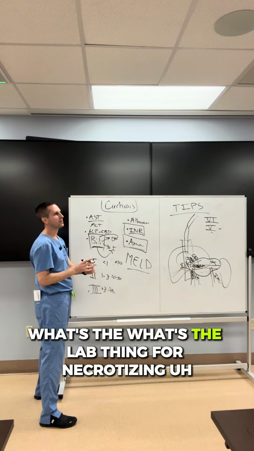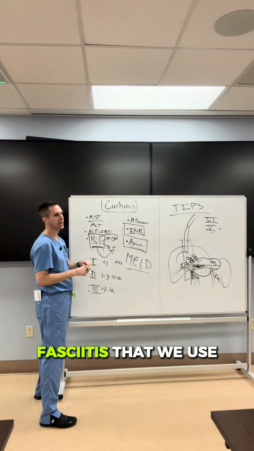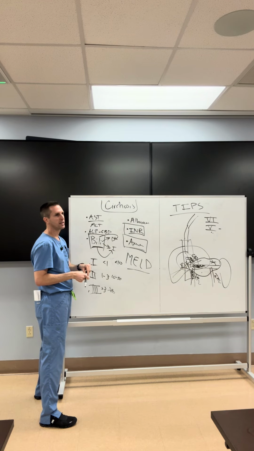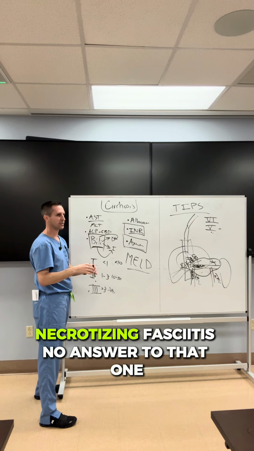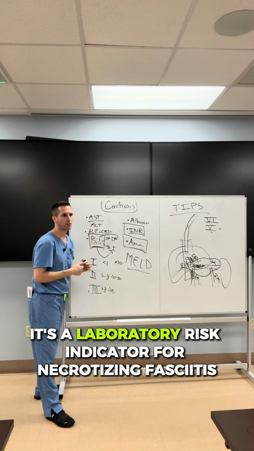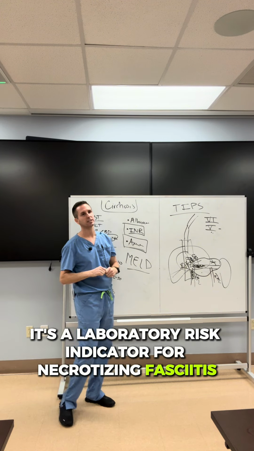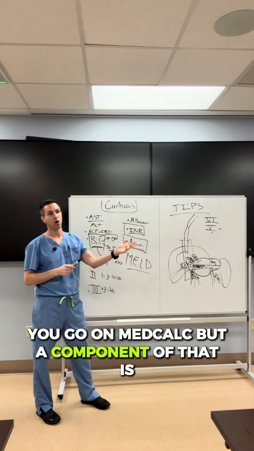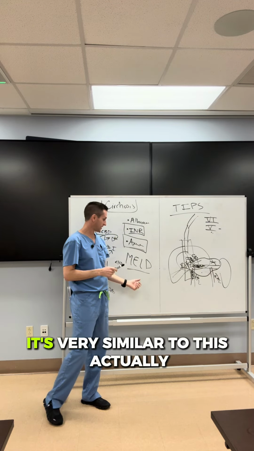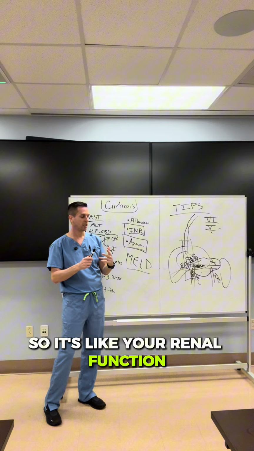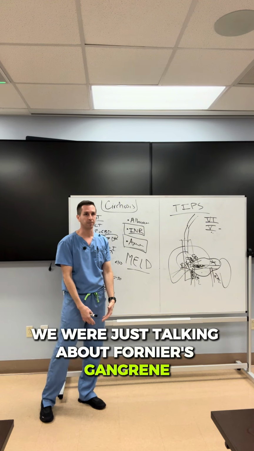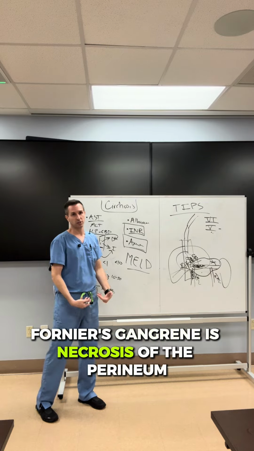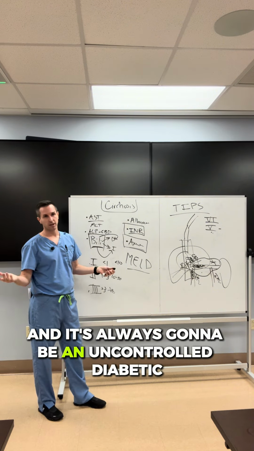What's the lab thing for necrotizing fasciitis that we use? No, there's a scoring system for necrotizing fasciitis. No one's heard of that one? So it's called the LRINEC score. It's a laboratory risk indicator for necrotizing fasciitis. So it's the same thing, you go on MedCalc, but a component of that is, it's very similar to this actually. So it's like your renal function, glucose, because glucose is an important one, especially we were just talking about Fournier's gangrene. Fournier's gangrene is necrotizing fasciitis of the perineum, and it's always going to be in an uncontrolled diabetic.